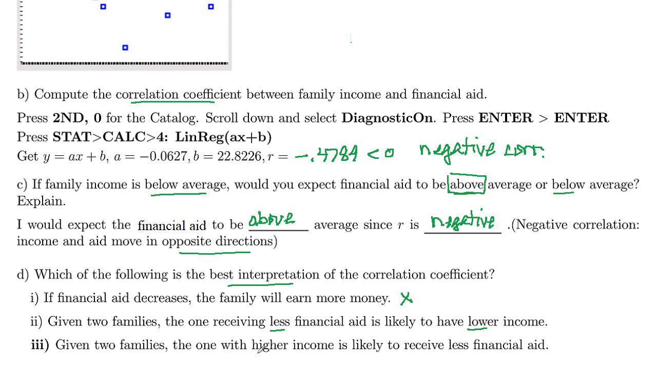Given two families, the one with the higher income is likely to receive less financial aid. That is what we want. So that would be our interpretation. So 3 is the correct answer there.